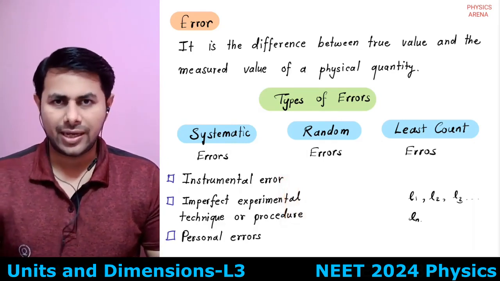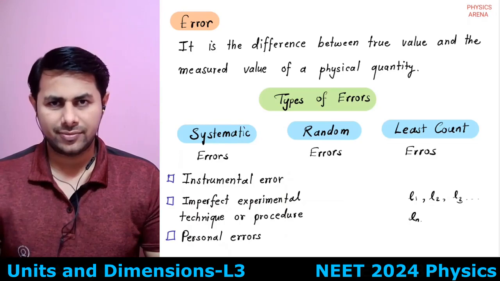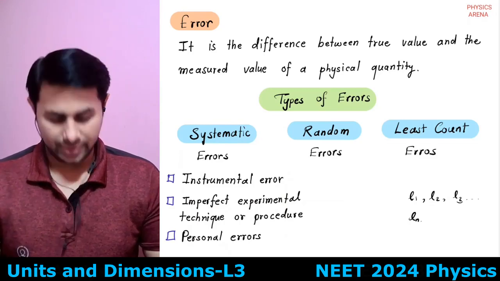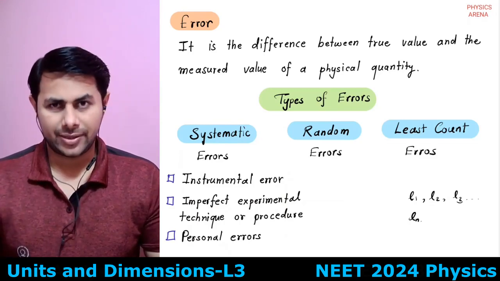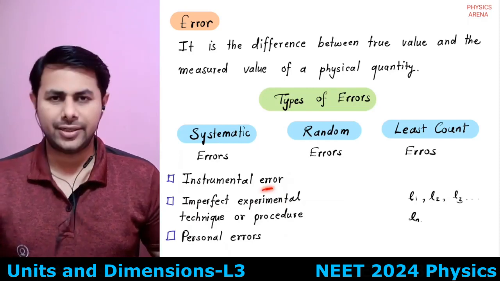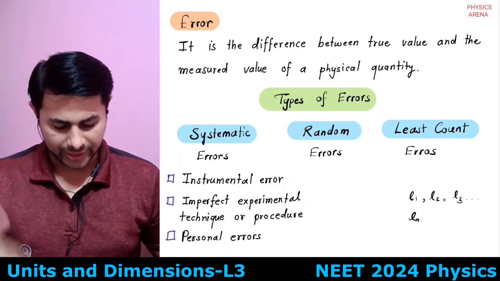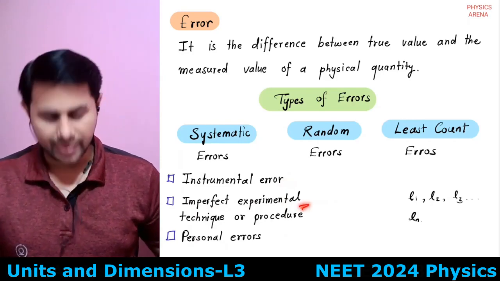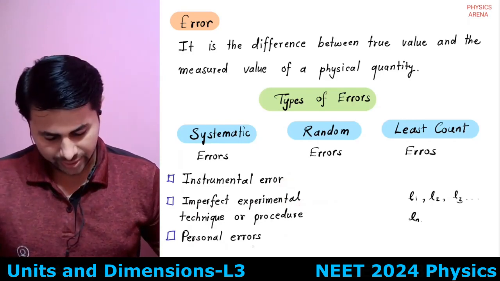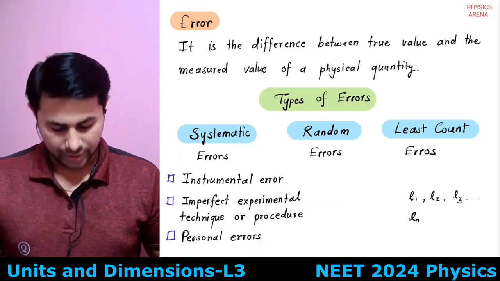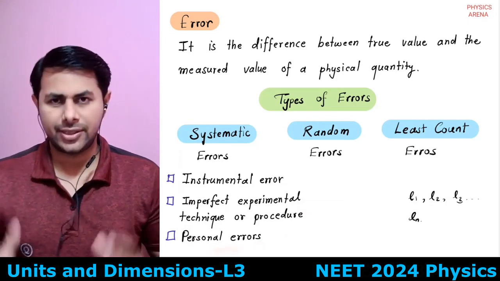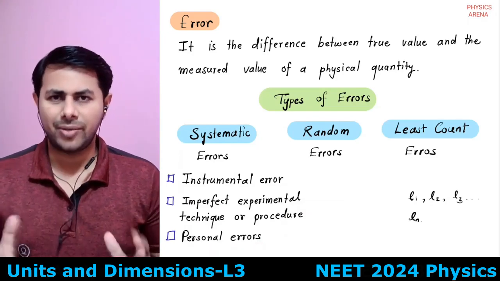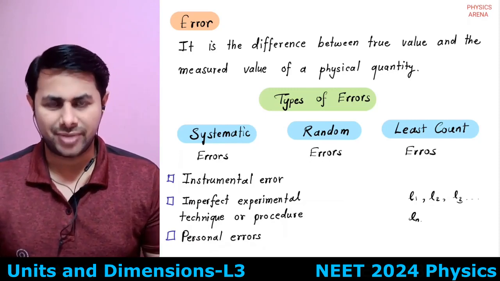So they always happen in a particular direction, either positive or negative, and they can be rectified either by adding or subtracting in the zero value, or teaching a particular technique. So in case of personal errors also, teaching the technique, the perfect technique of taking the measurements.